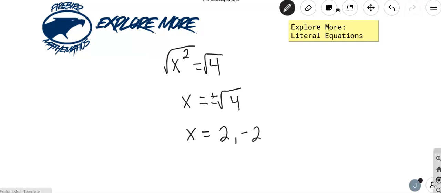And that allows for when we plug these answers back in, if we have 2 squared, that would be 4. Or if we have negative 2 squared, negative 2 times negative 2 is also 4. Okay? So the inverse of squaring is taking the square root.